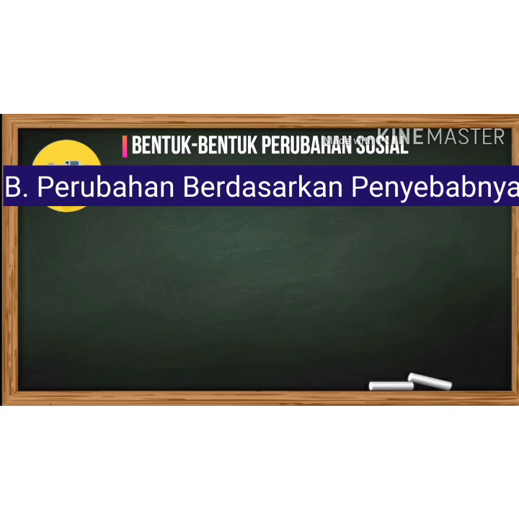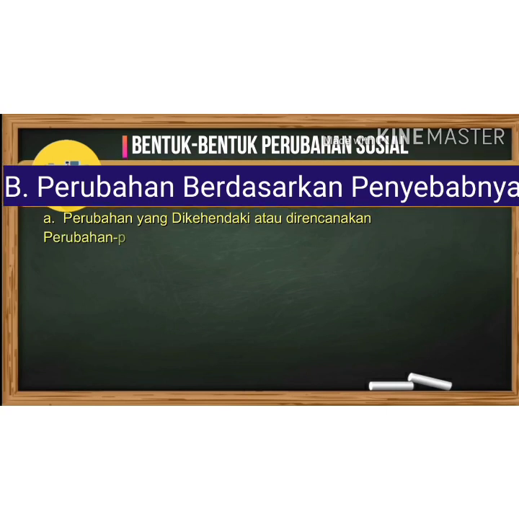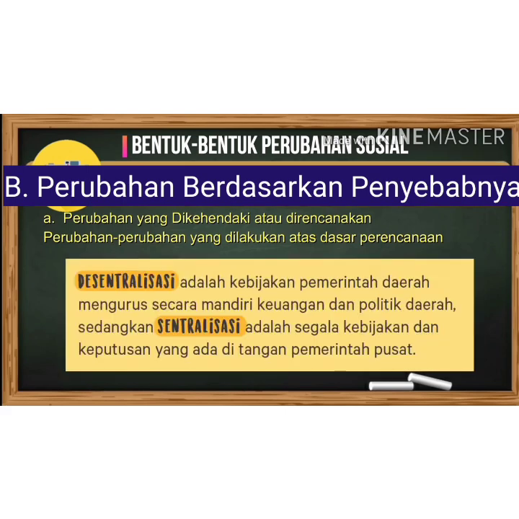B. Based on the cause. Divided into two types. A. Desired changes or planned changes. Desired changes are changes made on the basis of careful planning by those who want change. For example, the decision of decentralization policy to replace the decision of centralization.